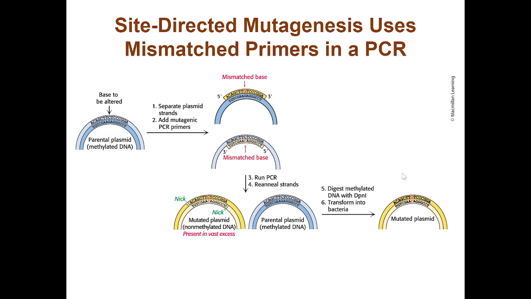Okay, so then you're going to digest the methylated DNA with DpnI. This will then transform into bacteria. And so right here we now have the mutated plasmid. Again, the parental ones were the methylated DNA. So we've gotten rid of the methylated DNA, the parental ones, the ones that did not have mismatches. And so we're just left with the mismatched copies. Anybody have any questions about that?